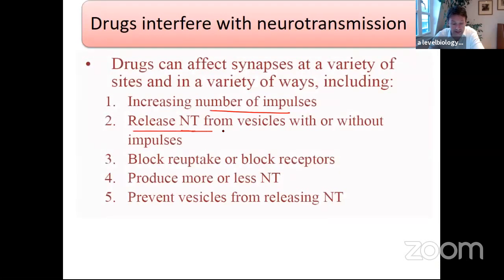You could cause the release of neurotransmitter from the vesicle without impulses. You could block the reuptake or block the receptors, so postsynaptic receptors. You could cause the production of more or less neurotransmitter, or you could prevent the vesicles from binding to the membrane and releasing the neurotransmitter by exocytosis.